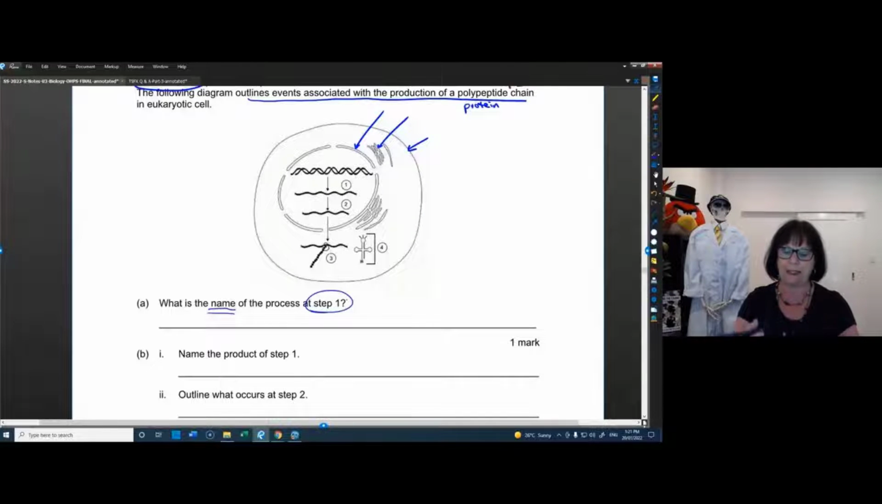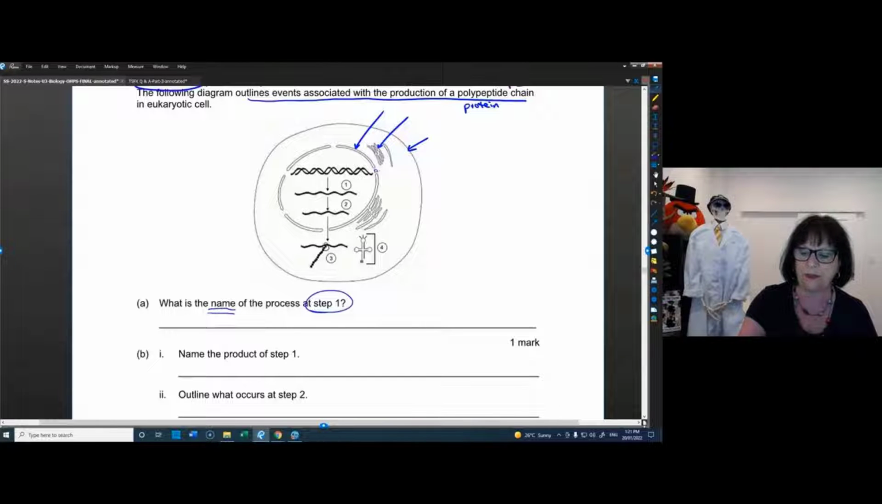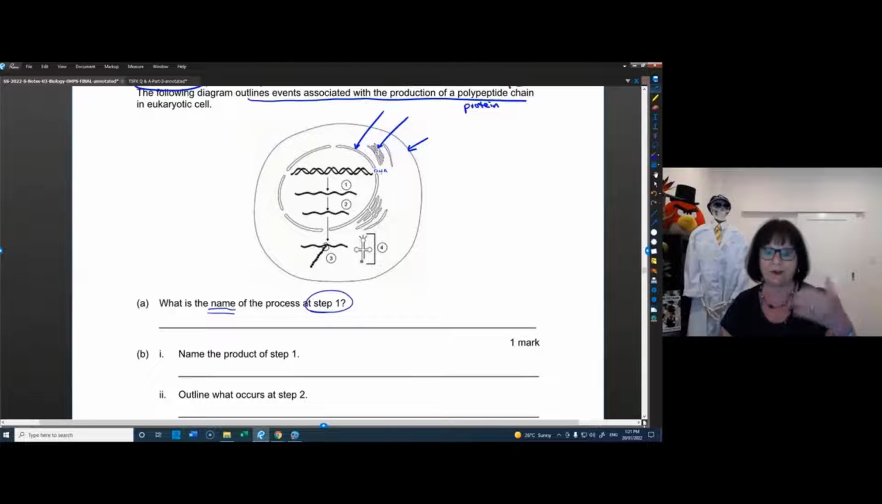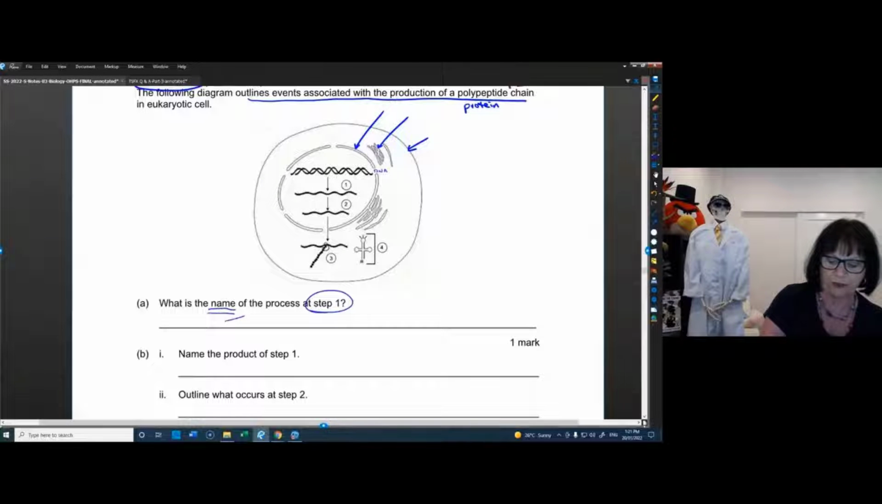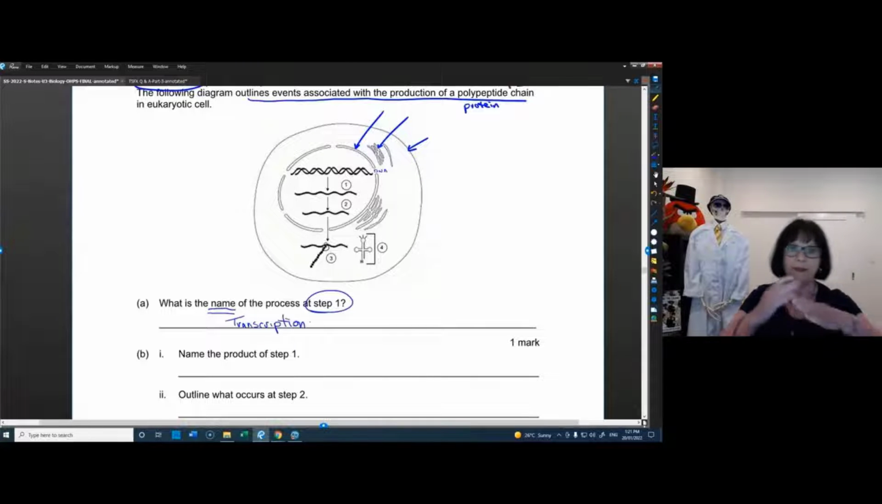As I read questions, I highlight, underline key aspects of it so that I'm focusing. They're talking step 1. So this is where, in this picture, we're going from the double-stranded helix, the double helix DNA, into a single-stranded molecule. To go from that, we obviously should know the name of the process is transcription. That's the answer.